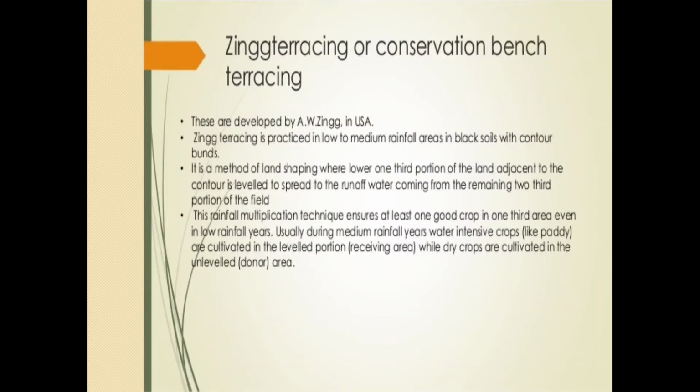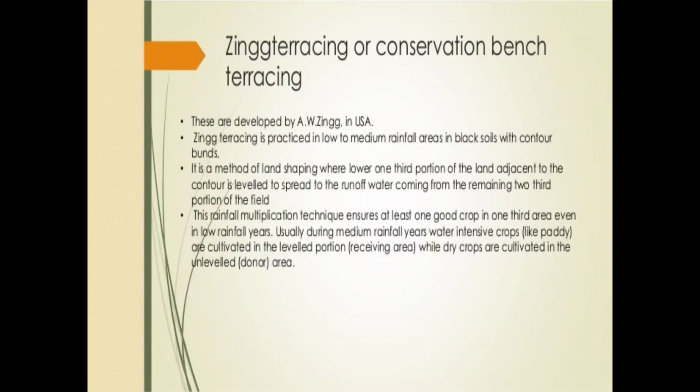Then next one, that is the zing terracing or the conservation bench terracing. So this is also one of the important practices. It was developed by A.W. Zingg in USA. A.W. Zingg is the name of a scientist from USA, and this scientist has developed this zing terracing or the conservation bench terracing method. So zing terracing is practiced in low to medium rainfall areas in black soil with a contour bund. Mostly this zing terracing is practiced in the low rainfall to the medium rainfall areas.